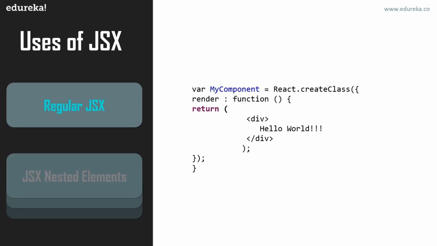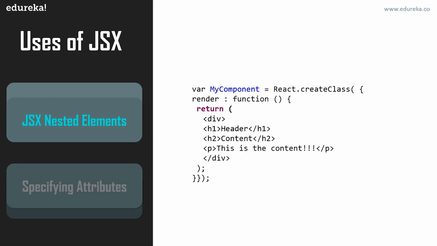So you can also say that JSX produces React elements, and React embraces the fact that rendering logic is inherently coupled with other UI logic. Now, regular JSX. What is a regular JSX? Here, what is written is a variable myComponent equal to React.createClass. As we talked about, React.createClass is an ES5 JavaScript standard having a render method and a return statement. Now it will return this Hello World. So just like a regular JSX statement, we can write it in React components.